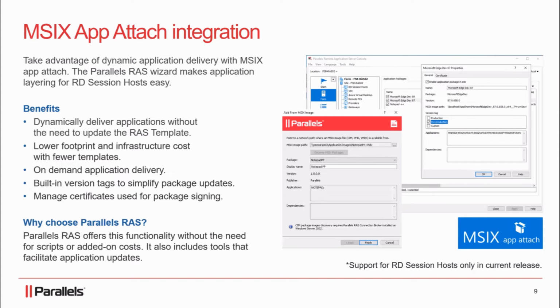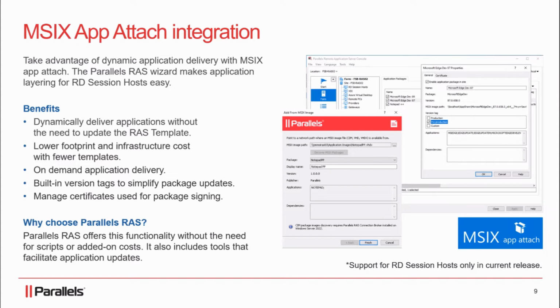Keep in mind, because these are app attach packages, they are not tied directly to a template. So a package can be deployed to multiple templates. A requirement of the MSIX packaging format, and therefore app attach as well, is that the packages must be signed. You can sign them using your own certificate authority, a public certificate authority, or even self-signed certificates.